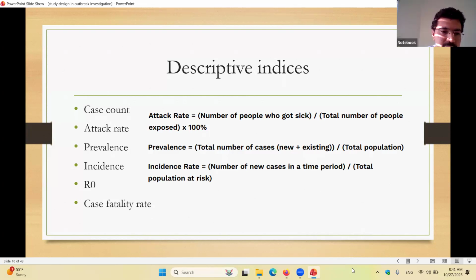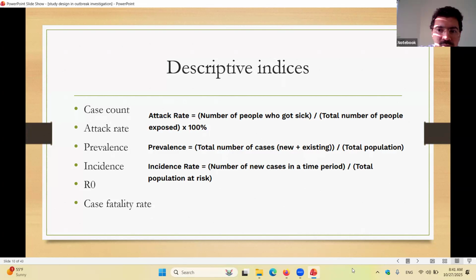It means how many other persons an infected patient can infect. And then the final one is case fatality rate, or CFR.